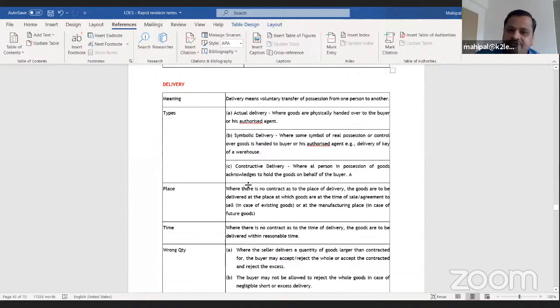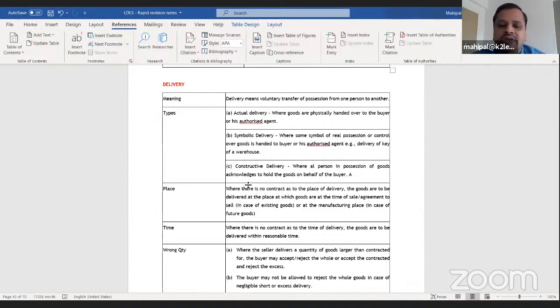Next comes delivery. Delivery means the voluntary transfer of possession of goods from one person to another. Here you cannot write seller to buyer, my dear friends. That will be a wrong answer. The key point of delivery is one person to another. Clear? This delivery can be of 3 types.